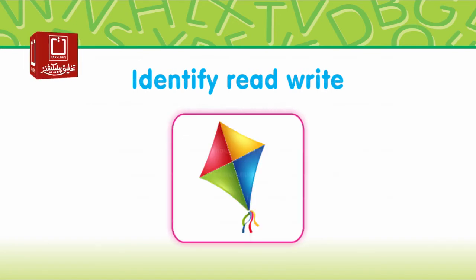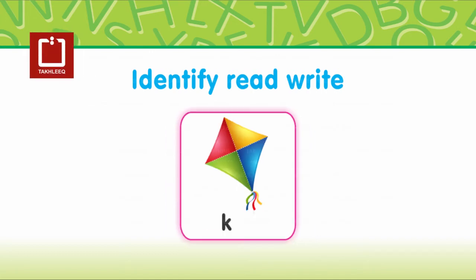We see here the picture of a kite. Now we say the spellings of kite. K I T E. Kite. So we write K I T E. Kite on lines.